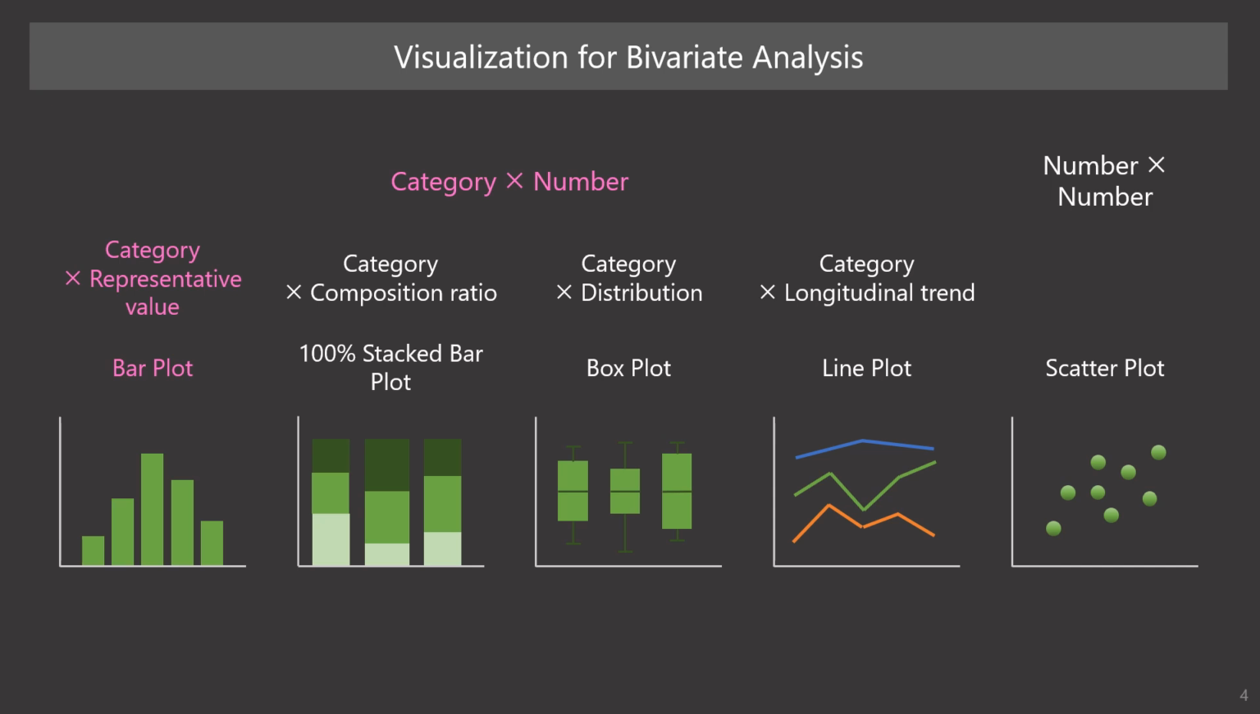If we see a numerical variable's representative values by categories, we can use a bar plot. If we focus on the composition ratio, we can use a 100% stacked bar plot. If we are interested in distribution, we can use box plots. For time series data, we can use a line plot. To visualize the relationship between two numerical variables, we can use a scatter plot.